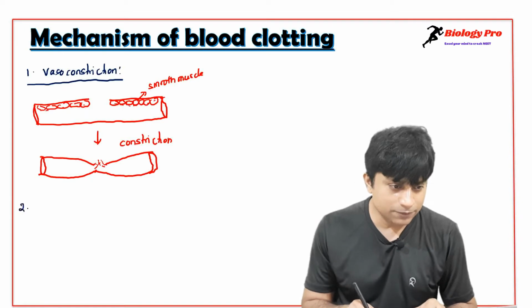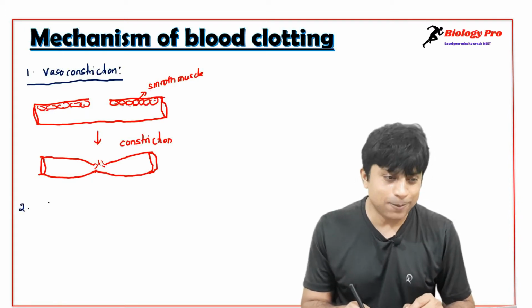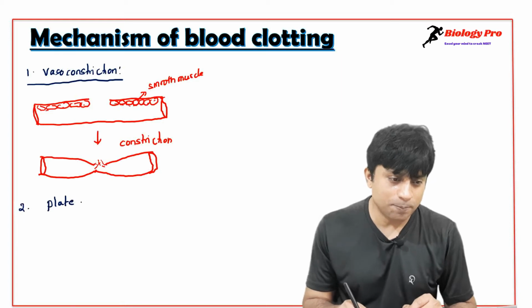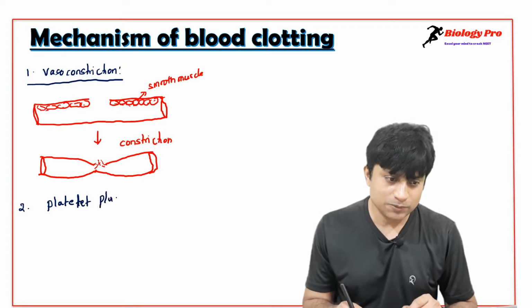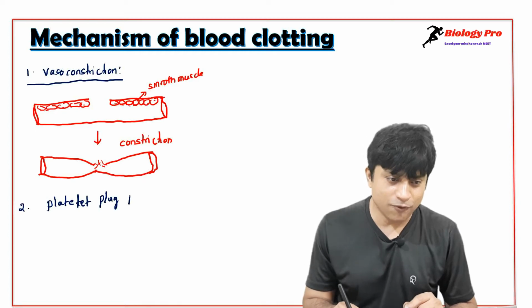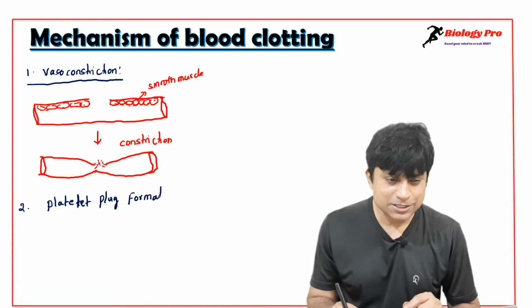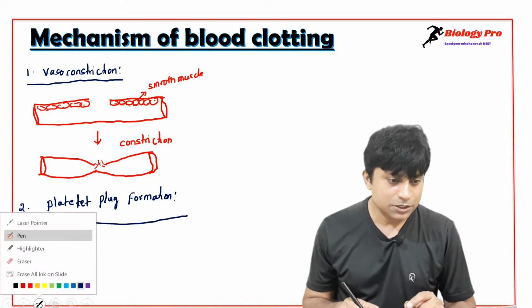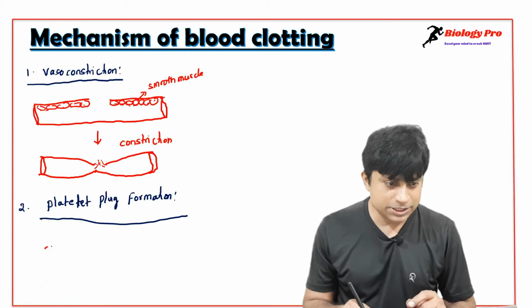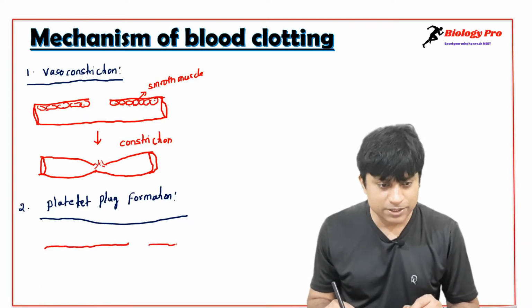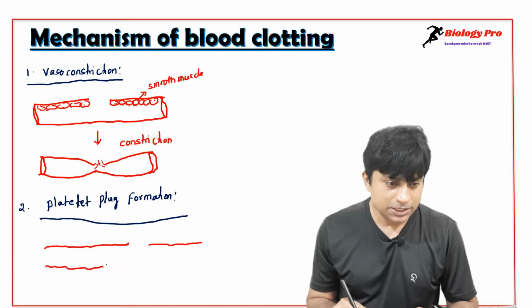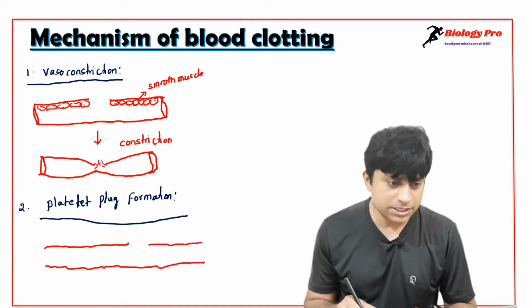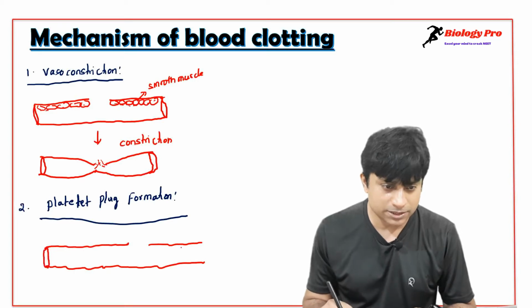Second is called formation of platelet plug. So how is this platelet plug formation stimulated? Let us see how exactly it is stimulated. Fine, this is our normal blood vessel which is injured. This is an injured blood vessel.